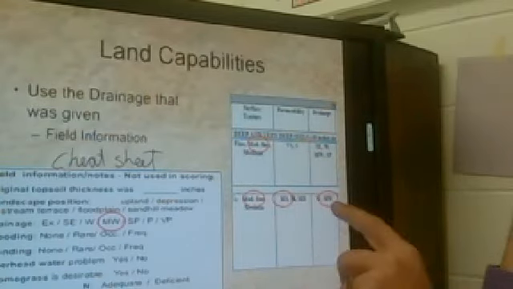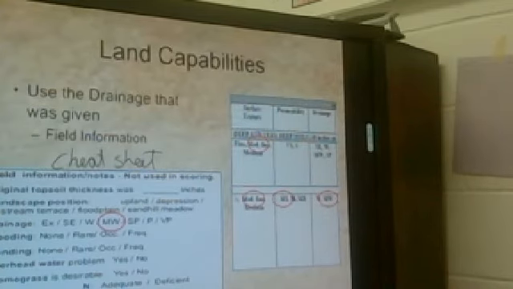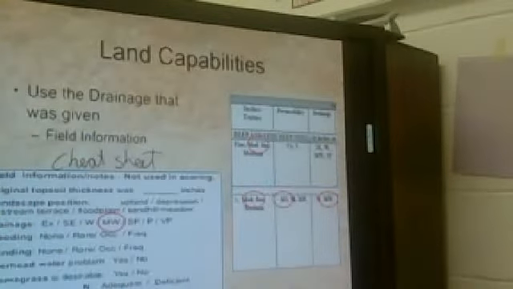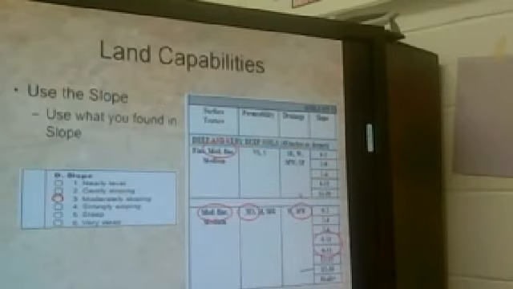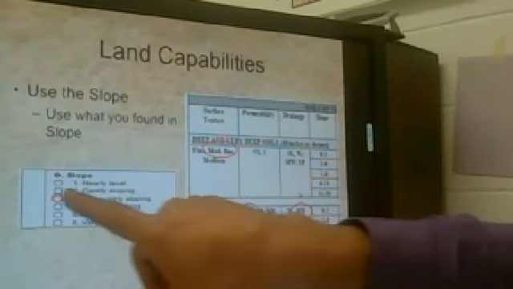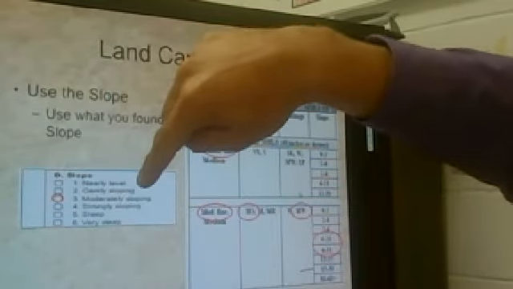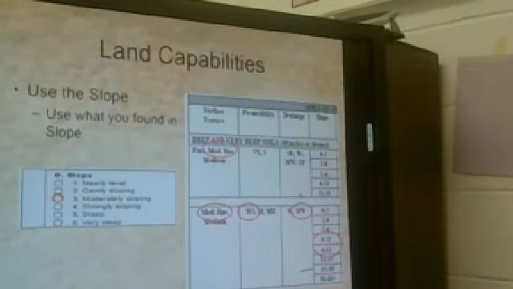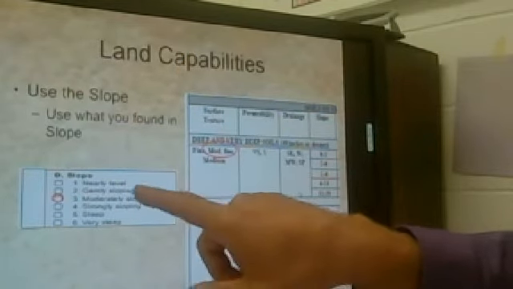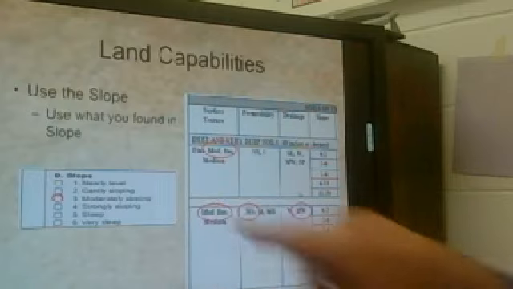Bam, bam, bam. Next. It's like a cooking show in here. Bam. We cook on to the next part. Slope, moderately sloping. 0 to 2 is nearly level. Gently sloping. I'm getting excited because this stuff is cool. Gently sloping is 2 to 6. Moderately sloping is 6 to 11.